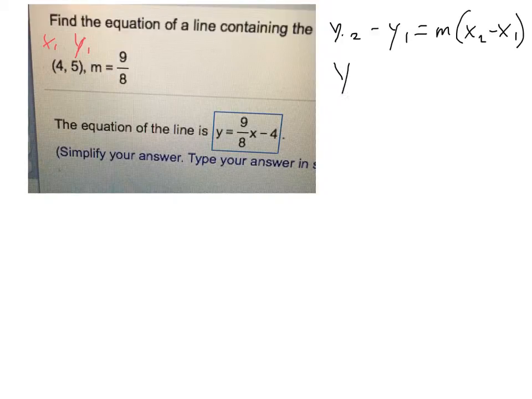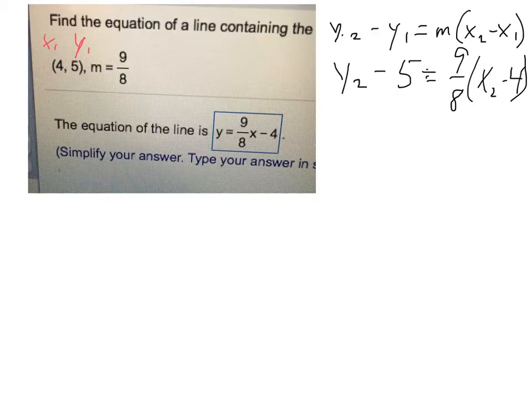So you have y2 minus 5 equals 9 over 8 times x2 minus 4.